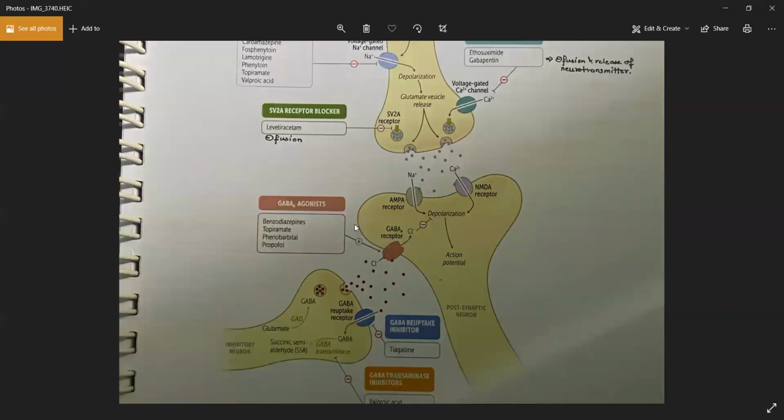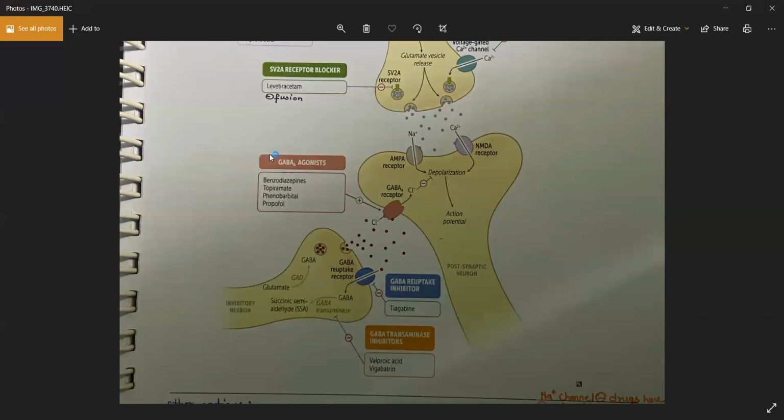That means you require all the GABA agonists, because whenever the GABA is there, it will cause the hyperpolarization, or the negative charge build up inside the neural tissue, and that will inhibit the response. Like the benzodiazepines. Topiramate can do that, which is also a sodium channel blocker. Phenobarbital, propofol can do that.